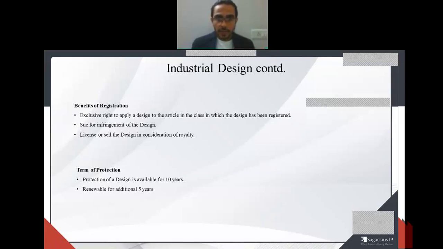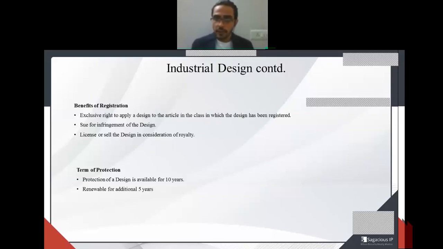Here are some benefits that you get if you get a design registered, which is uniquely applicable to an article and which has an aesthetic appeal to itself. You get the exclusive right to apply that design to a particular article. You get a right to file a case of infringement against the person who is trying to copy your design. Also, you can monetize and benefit from the design by licensing the design to a company that has more resources and can produce it in mass.